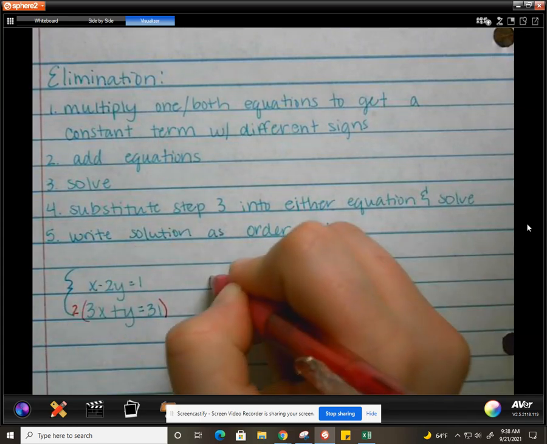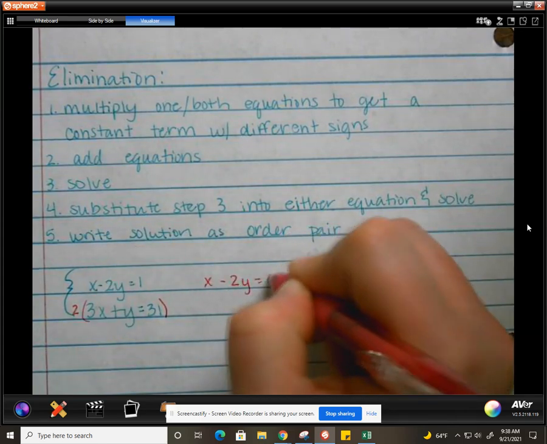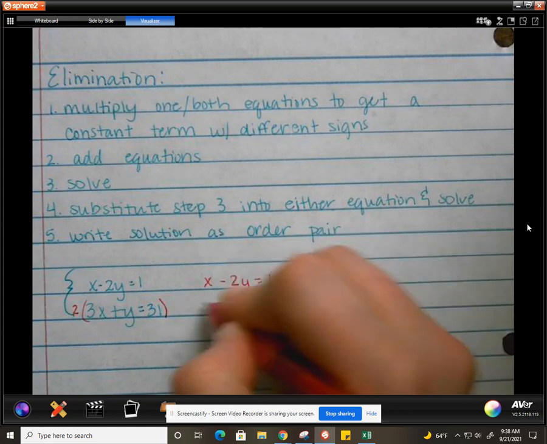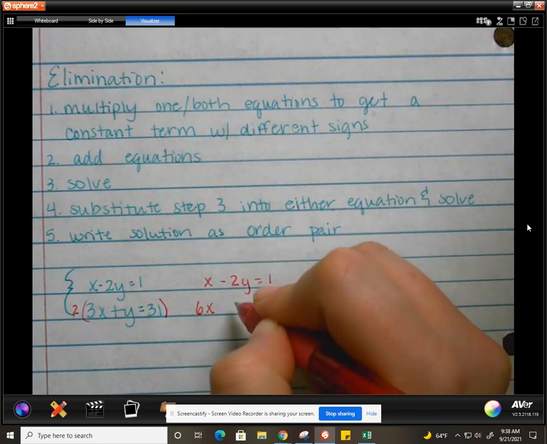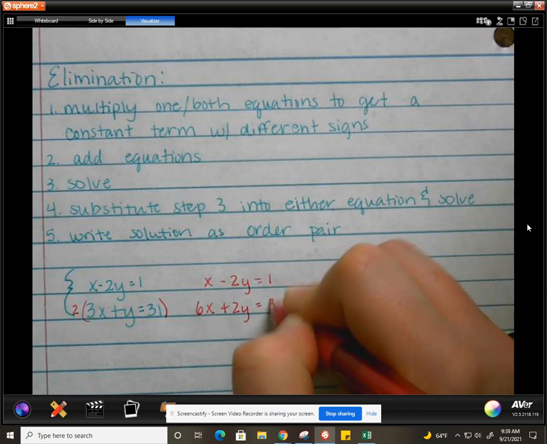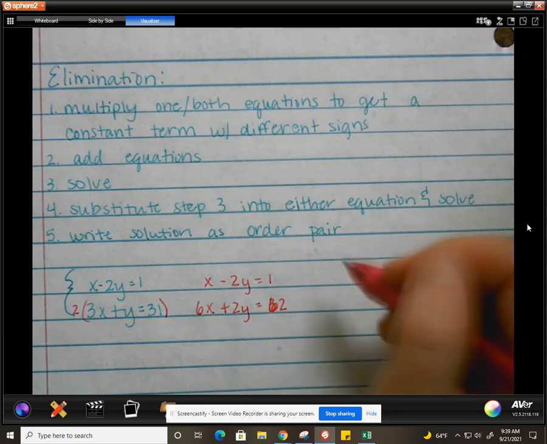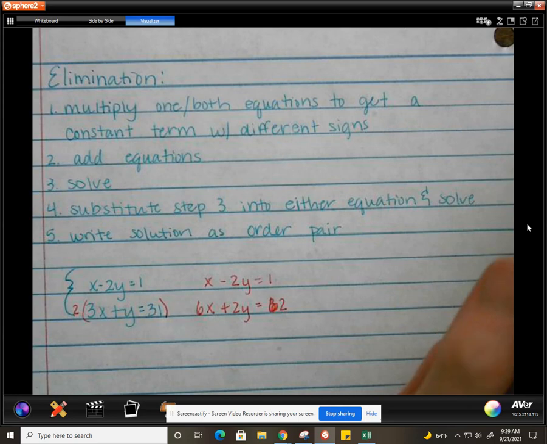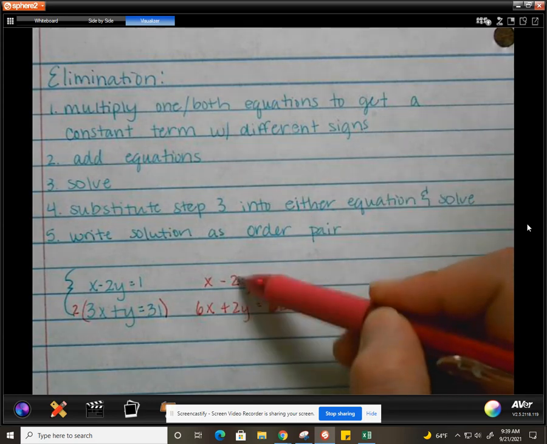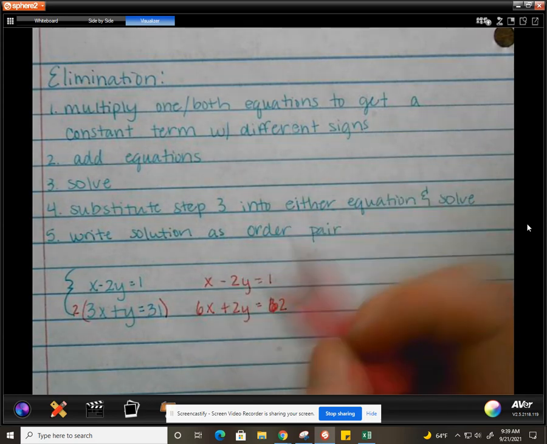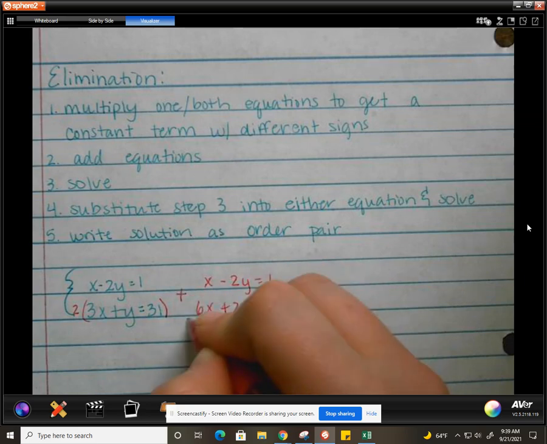So this will now give me x minus 2y equals 1. I did nothing with that one. And this will give me 6x plus 2y equals 60. I was saying 62, but writing 31. So 62. Now, if you notice, your y's are the same, but opposite signs. So this becomes an addition problem.